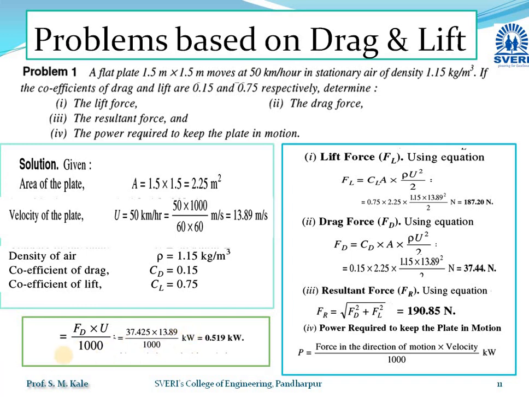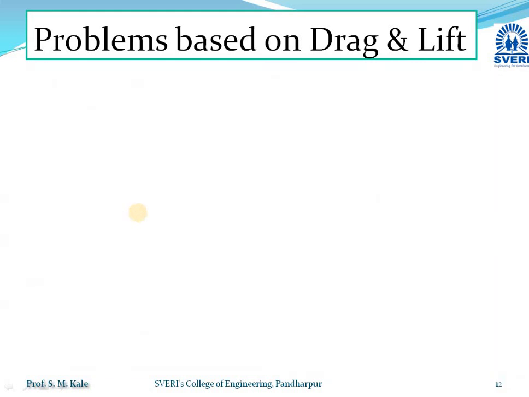If I do not divide this value of Fd into U by 1000, then whatever value I get will be in terms of watt only. Are you getting? So this is the solution of problem number 1. Now we will switch to the second problem.